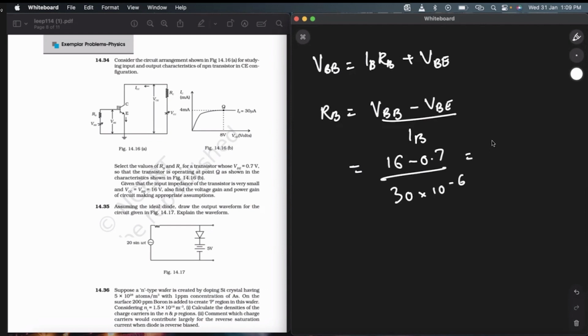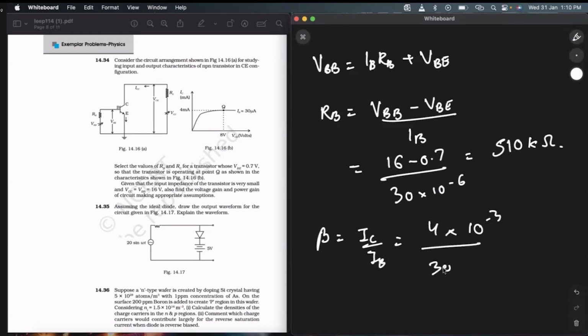So here we will write 16 minus 0.7 divided by 30. 510 kilo ohm, correct. So it will be 510 kilo ohms. Alright. Now again, beta is nothing but IC upon IB, and we already know the value for both of them. So just put the values over here, and you'll get 4 divided by 30.